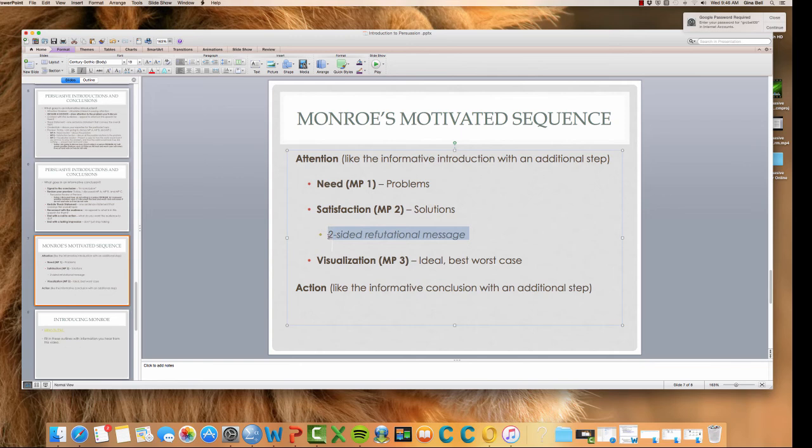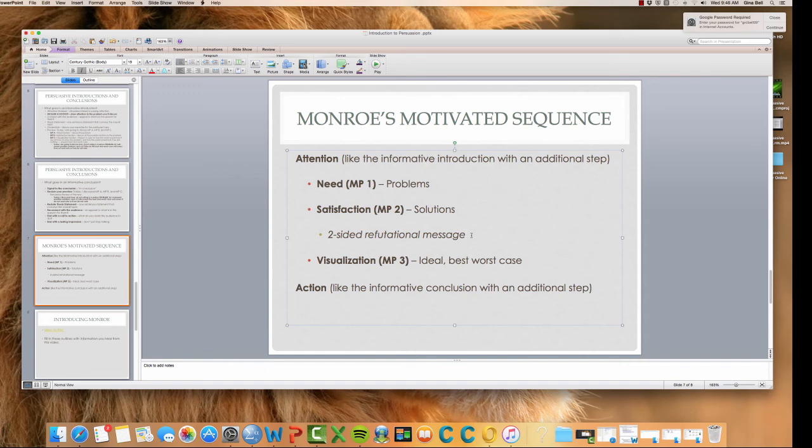In addition to presenting all possible solutions, in the satisfaction section, you have to provide this thing called a refutational message. Now, this allows the people in the audience who don't agree with you to also participate in your speech. So there's always going to be someone in the audience who's listening and thinking, that solution will never work. Or they may be thinking, that seems impossible. So it's for this reason that we provide a two-sided refutational message. And in this message, you're going to acknowledge your critics' arguments, and then you're going to refute them with evidence from your side.